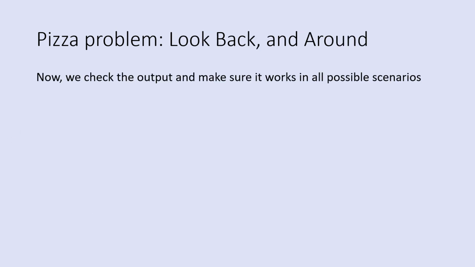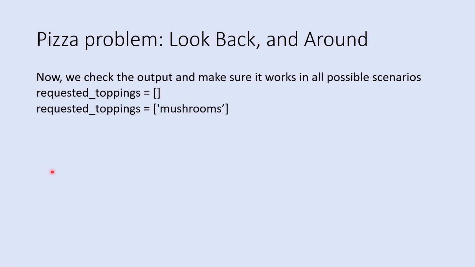We now want to check our work. So we want to check the output, make sure that it works in all the possible scenarios. And so one possible scenario is we could say, well, what if the requested toppings in our particular setup was just an empty string, or in this corresponding scenario, if pizza were an empty string, empty list, excuse me. And we check to see what will happen. And in this case, we should get your plain cheese pizza is ready. If we just requested one topping that is available, then it should say your pizza with mushrooms is ready.